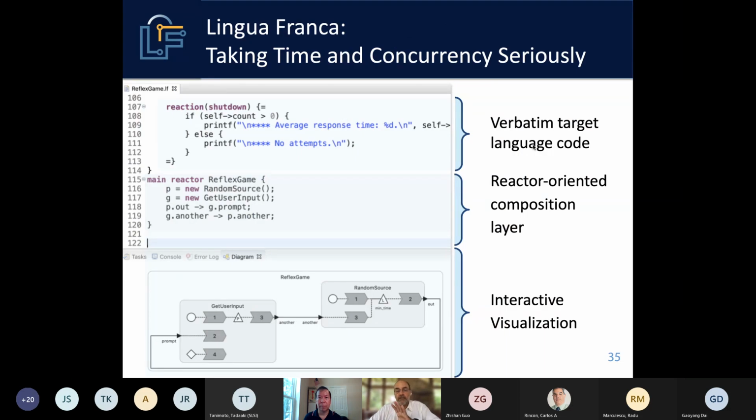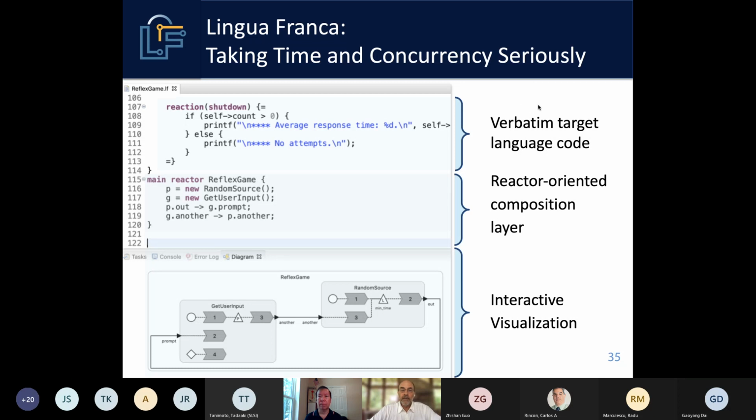But I'd like to give you a sense of what this language is about. First of all, it's a polyglot language. It's not like so many languages out there. It's not trying to get you to give up on your favorite programming language. You like programming in Python? Fine, program in Python. You like programming in C++? Fine, program in C++. Lingua Franca creates wrappers around code that you write in your favorite language. Currently, the languages that are supported are C, C++, Python, and TypeScript, which is a dialect of JavaScript.